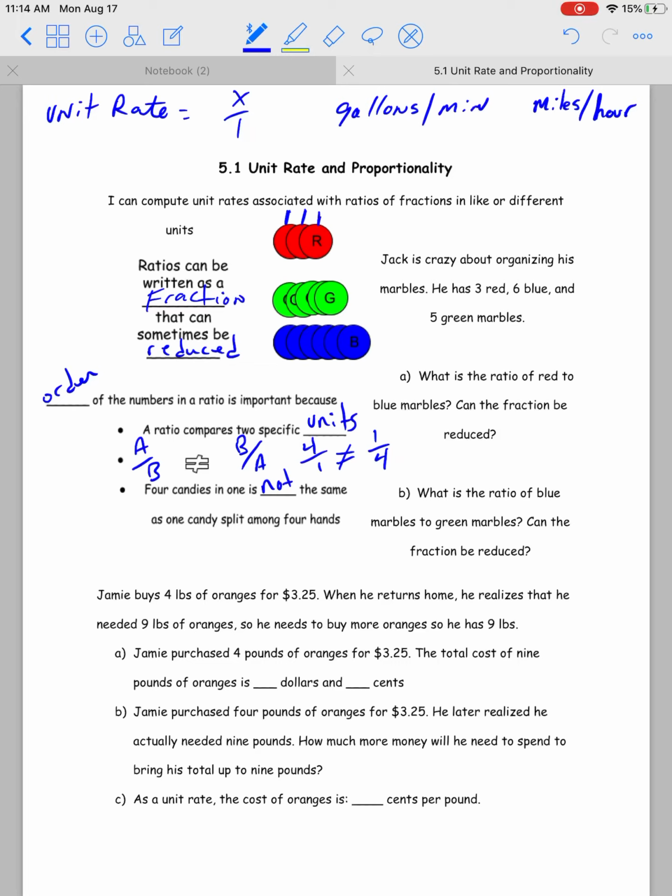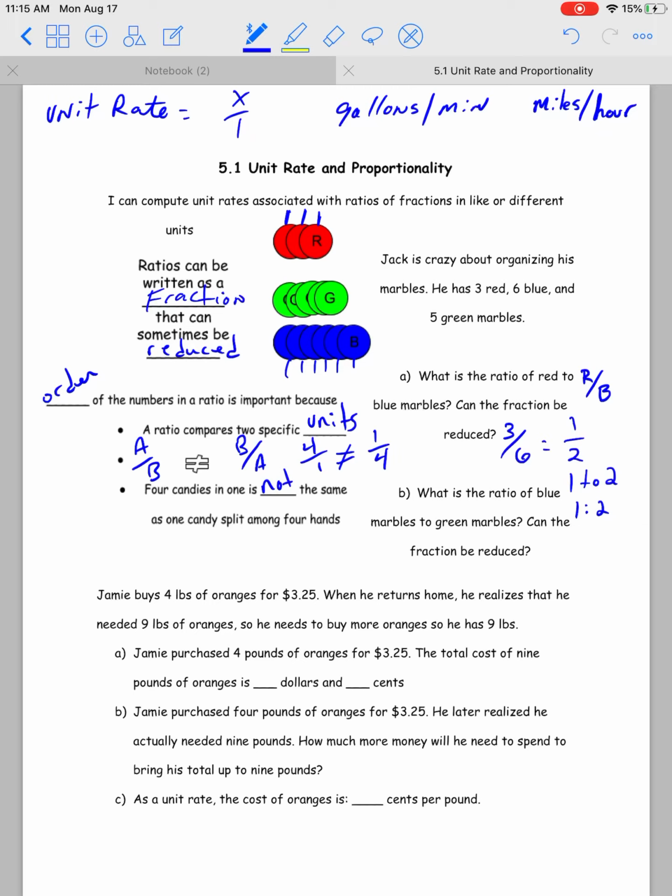So how many red do we have? We have 1, 2, 3. So we have 3 over, because remember we're going to go red over blue, red to blue. How many blue do we have? We got 1, 2, 3, 4, 5, 6. So 3 to 6. Let me rewrite that there. 3 to 6. Can the fraction 3/6 be reduced? It can, right? It can be reduced to 1/2. So it's 1 to 2.